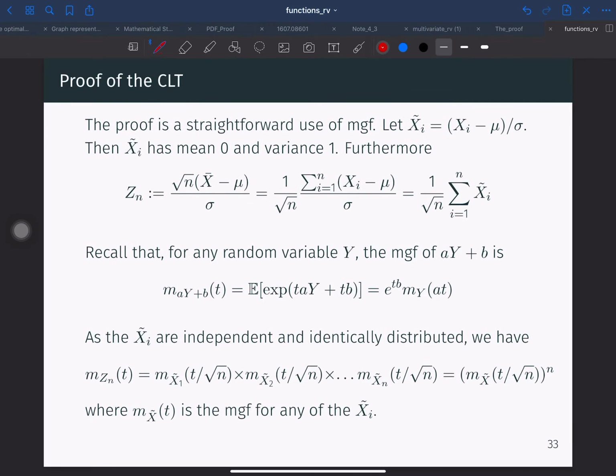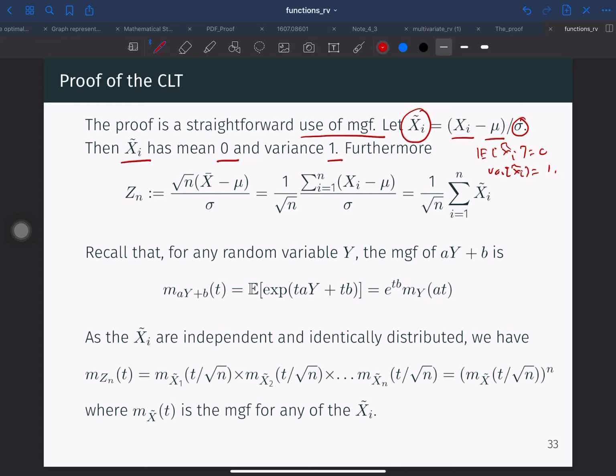So the proof of the CLT is a straightforward use of the moment-generating function. So let us go through the proof once. You will see this proof in 422 again. So I let x tilde just be the random variable minus the mean divided by the standard deviation. And the key point is that the mean of x tilde is equal to 0, and the variance of x tilde should be equal to 1. This should be straightforward to check. So x tilde has mean 0 and variance 1.